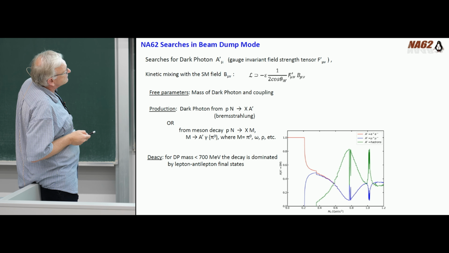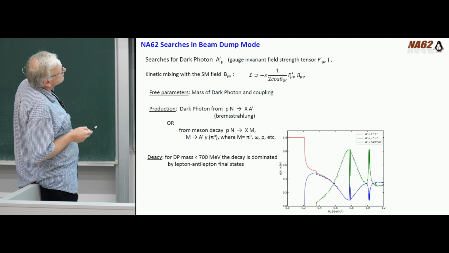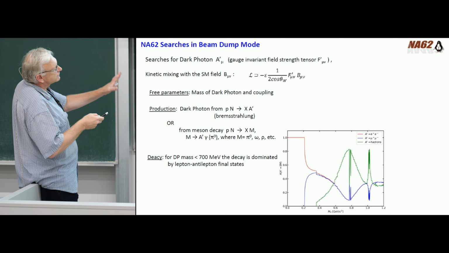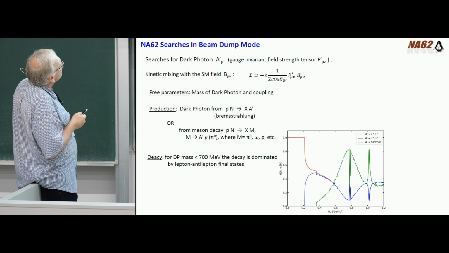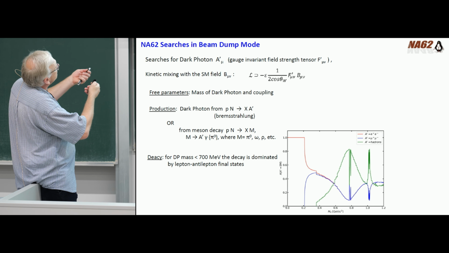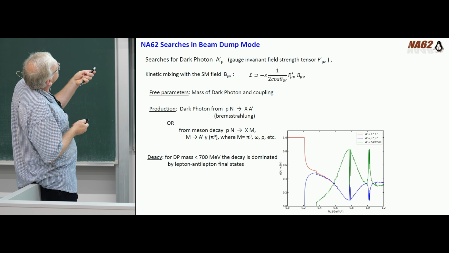This plot shows that if the dark photon mass is below something like 500 or 600 MeV, then the dominant decay mode is the leptonic decay mode. And we are well suited for charged leptons in the experiment. So then we can have this beam dump operation and look into the parameter space of the mass and epsilon.